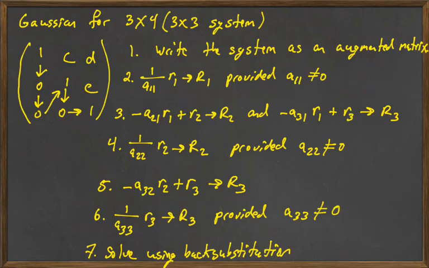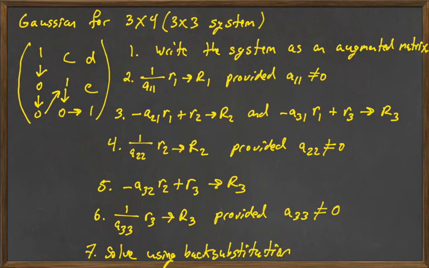So here's Gaussian elimination for an augmented matrix as a 3x4, or if we're looking at it as a system, it's a system of three equations and three unknowns, so it's sometimes called a 3x3. First thing you're going to do is write the system as an augmented matrix, and then make a 1 in the upper left-hand corner. So you're going to multiply row 1 by 1 over A11, provided that A11 is not 0.